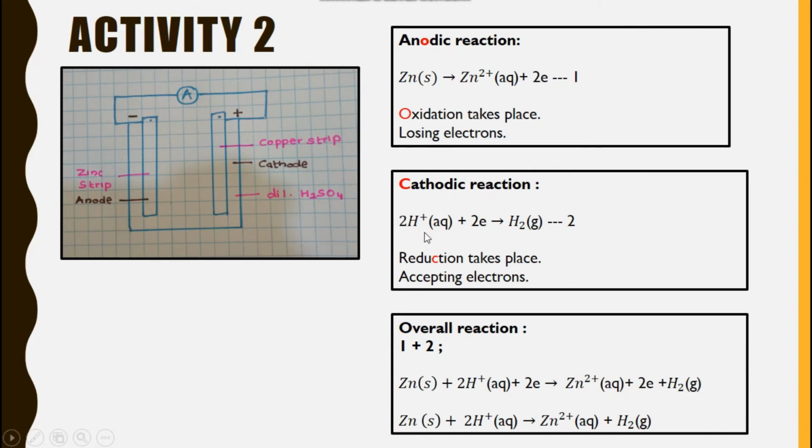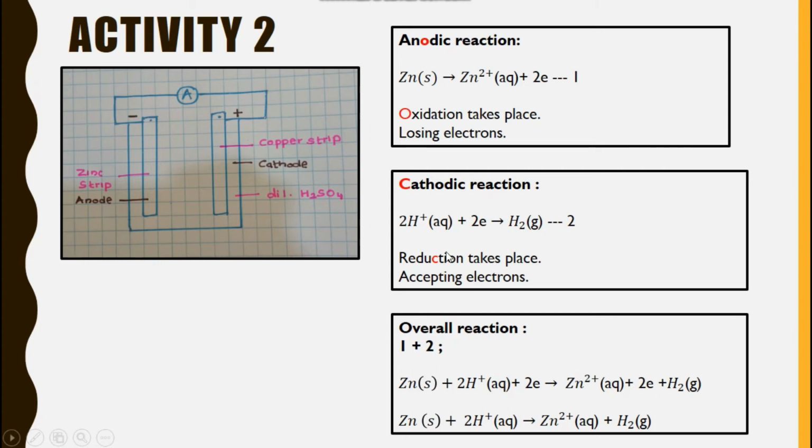Then what do these H+ ions do? They will go near the cathode and combine with the electrons, and they will produce hydrogen gas. How are we going to take the overall reaction here? In mathematics, you might have studied simultaneous equations. In simultaneous equations, you add the first equation and the second equation; just like that you have to add these 2 equations, equation 1 and equation 2.